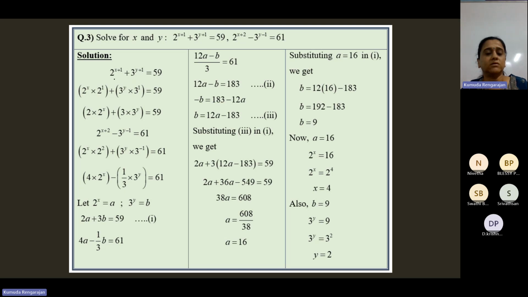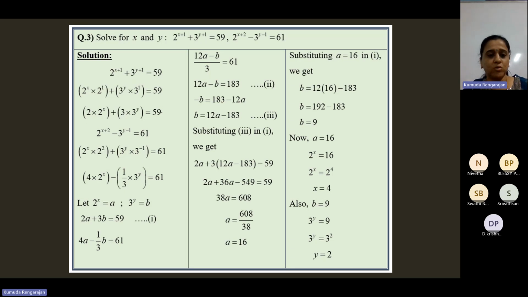So I repeat, 2 to the power x plus 1 can be written as 2 to the power x into 2 to the power 1. Similarly, this one, 3 to the power y into 3 to the power 1. And here, 2 to the power x into 2 to the power 2, 3 to the power y into 3 to the power minus 1. Let 2 to the power x be a, 3 to the power y be b. Now rewrite the equations using a and b.